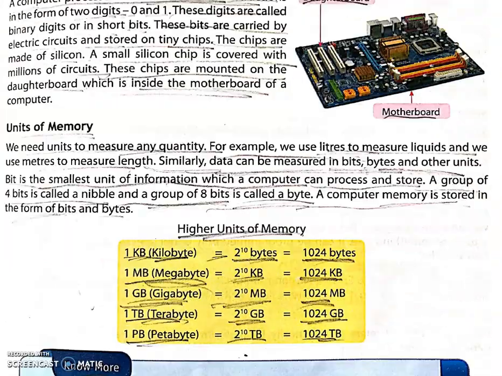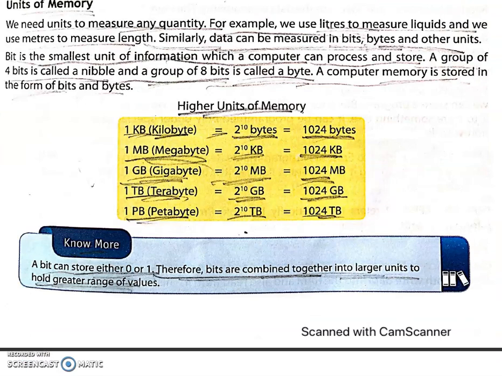Now first let us understand about the units of memory. We need a unit to measure any quantity. For example, we use liters to measure liquids, and we use meters to measure length. If I want to measure your height, I will measure it in centimeters or meters or feet or inches. Or if I want to see my weight, I will measure it in kilograms or kgs. Similarly, data can be measured in bits, bytes, and other units.